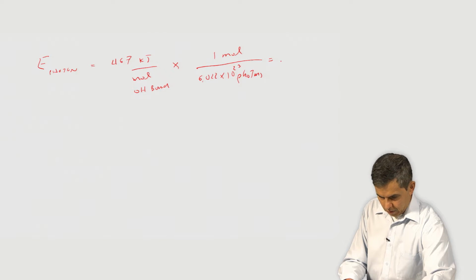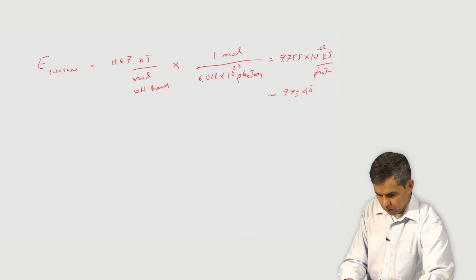And this corresponds to 7.755 times 10 to the minus 22 kilojoules per photon. We can round this up to 7.75 times 10 to the minus 22 kilojoules per photon.